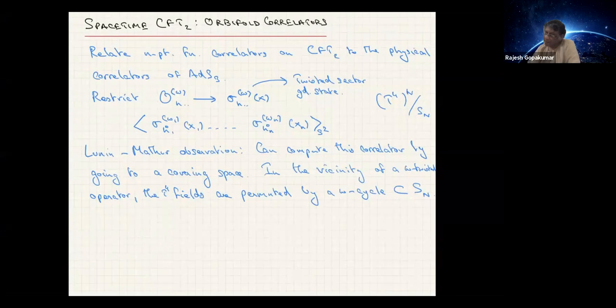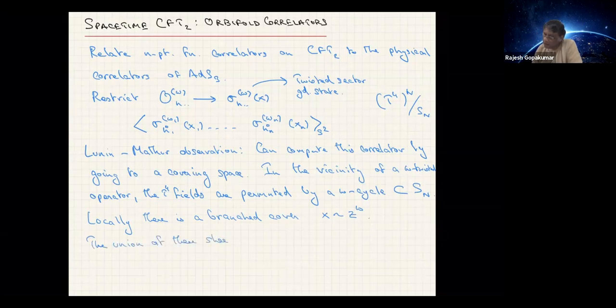The nice thing is, locally there is a branched cover, so that x is something like z to the W, near a W cycle twisted sector. You'll have W copies, so that's a W sheeted cover. You take the union of all these sheets, and that's what gives the global covering space.